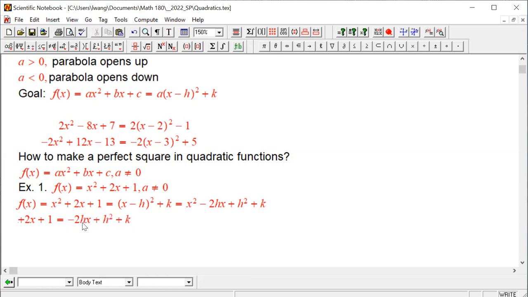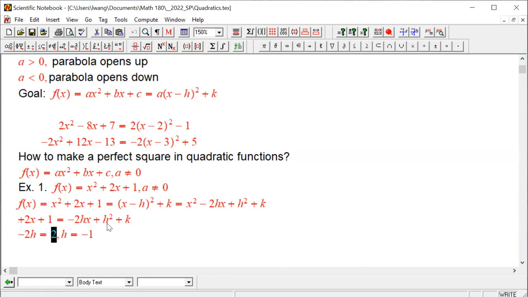So we know that negative 2h is 2. Negative 2h is a positive 2, and therefore h equals what? Divide both sides by negative 2, and h is negative 1. We found h equals negative 1 already. How did I do that? These are constants, and this is the x term. If they are the same, then negative 2h should be the same as 2. That's how we set up negative 2h equals 2, and h is negative 1.